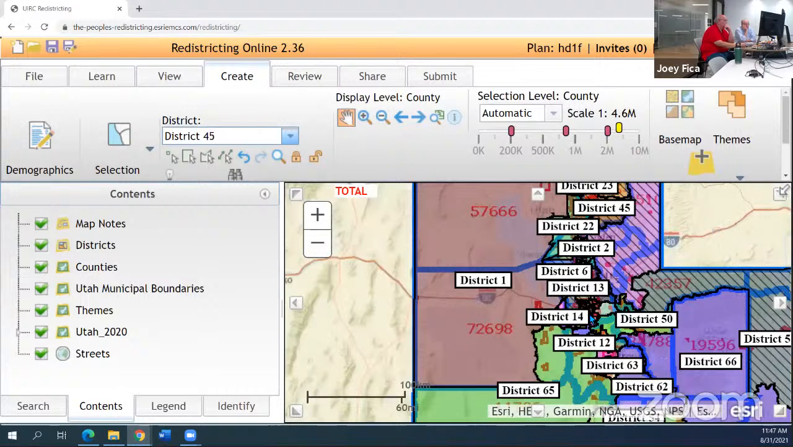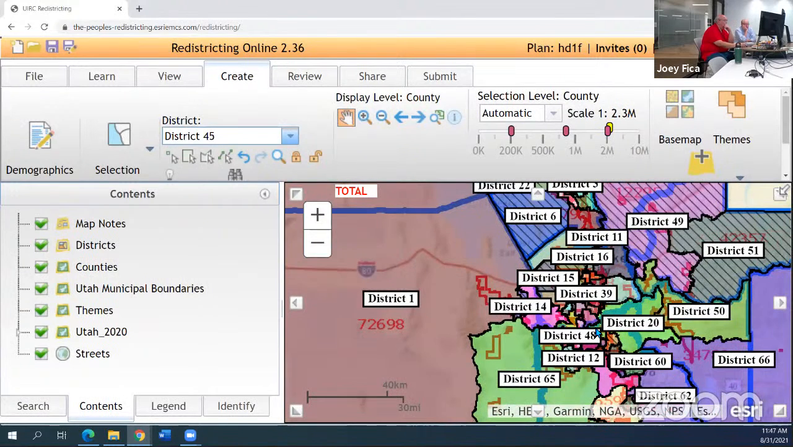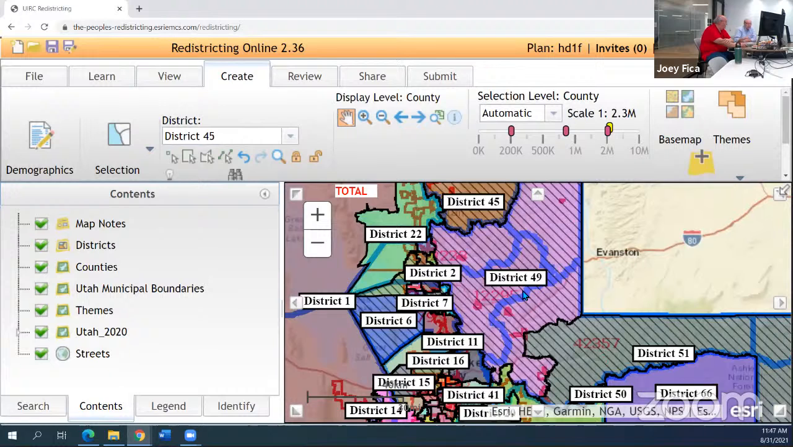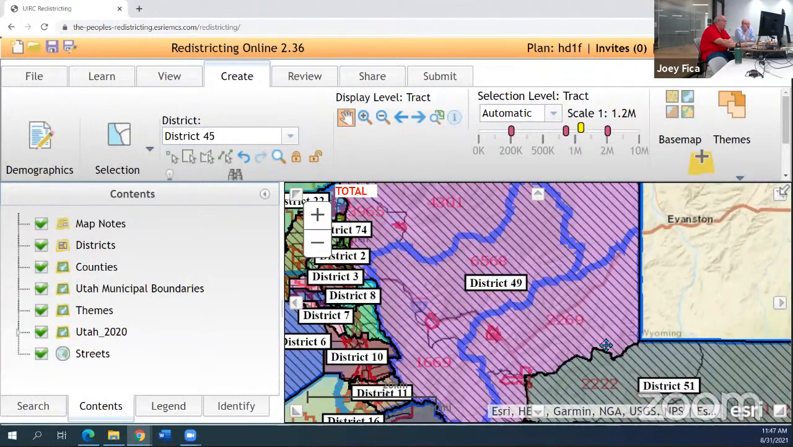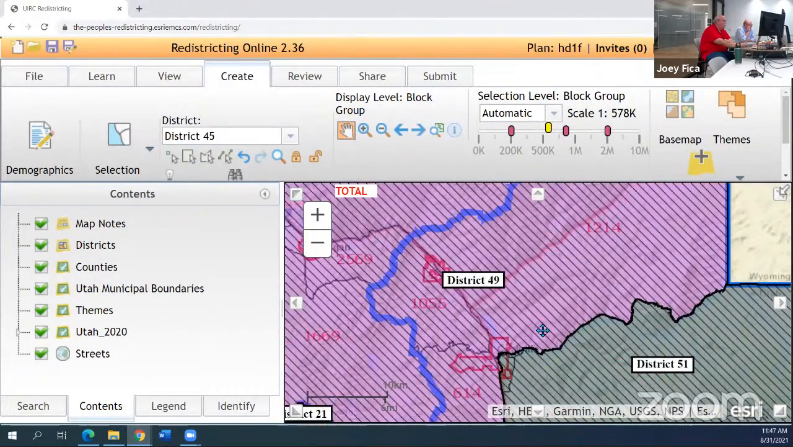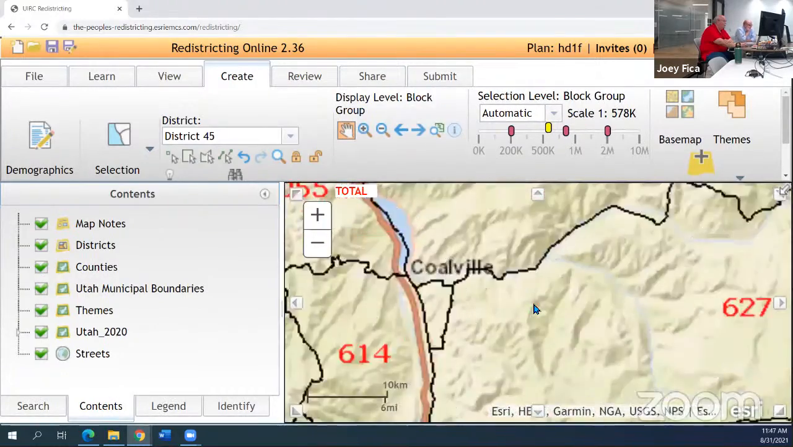I think I saw it. There it is up here at the top. Right there. There's 49. 49 has 50 too many. So we can move that. If you look at 51, 51 is 27 under.